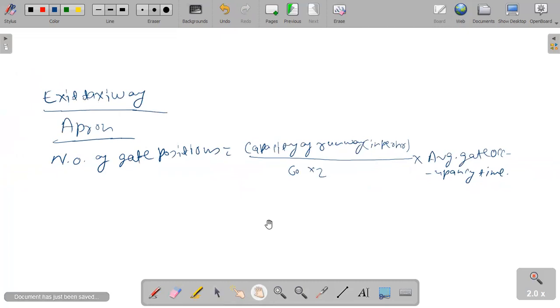So this is all about our complete airport engineering from the GATE point of view. So this is all about airport engineering.